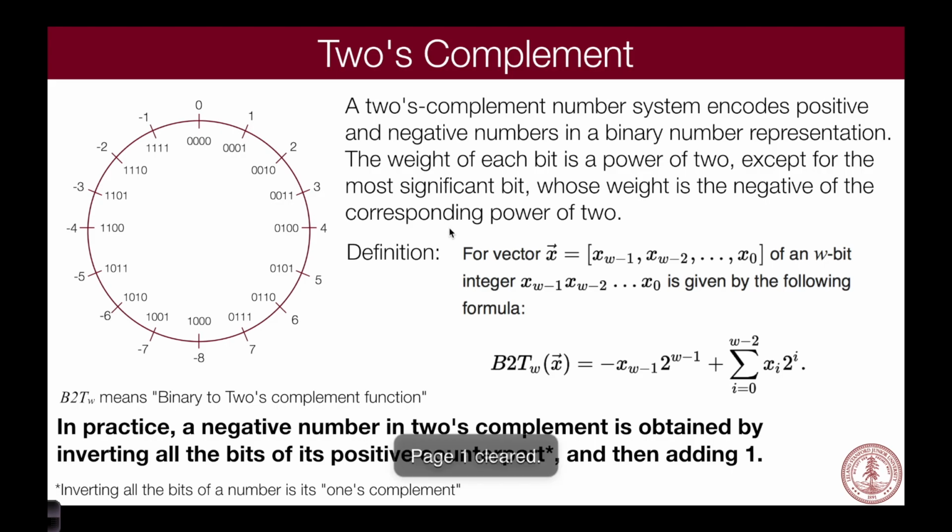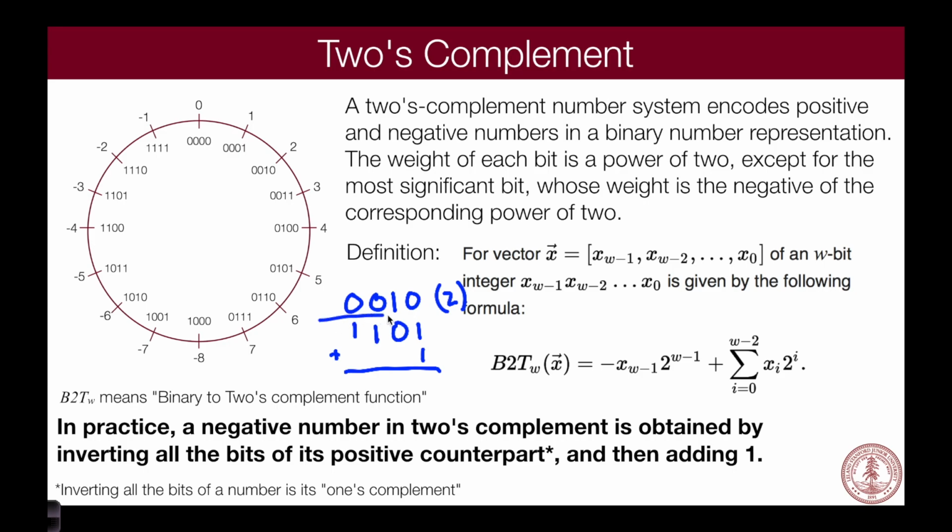All right, let's try another one just to kind of get used to this. Let's turn 2 into negative 2. Okay, 0, 0, 1, 0 is 2. That's positive 2. Okay, how do you do this? You invert all the bits, 1, 1, 0, 1, and then you add 1. Okay, and then we add 1 to that number, just these two bottom numbers. We're adding 1 to this.